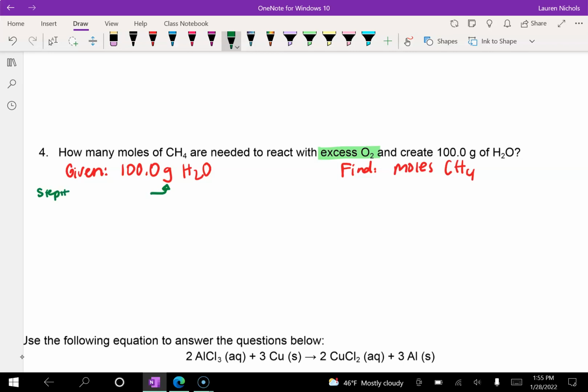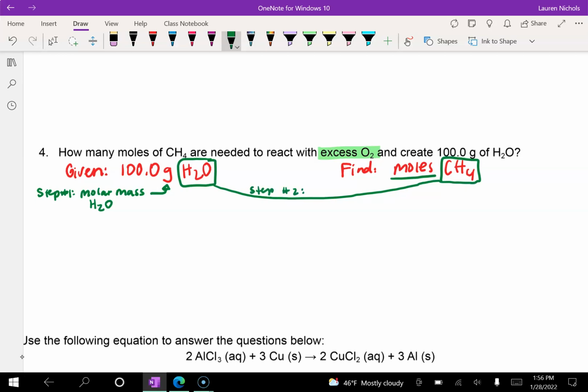Now when we analyze our units, whenever we see grams here, this tells us that step number 1 is going to be the molar mass. Now, unlike previous problems where we've always had the same chemical, because the grams is next to water, that means I need the molar mass of water. The fact that I have moles over here means I don't really need to worry about anything. But my chemicals are different. And because they're different, that means step number 2 is going to be using the mole ratio.